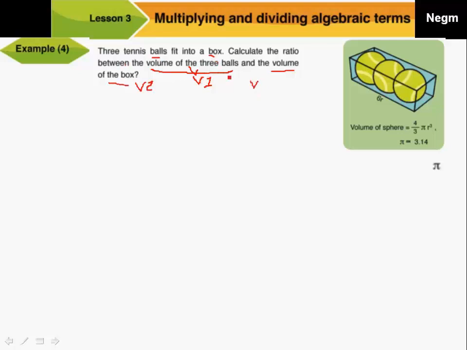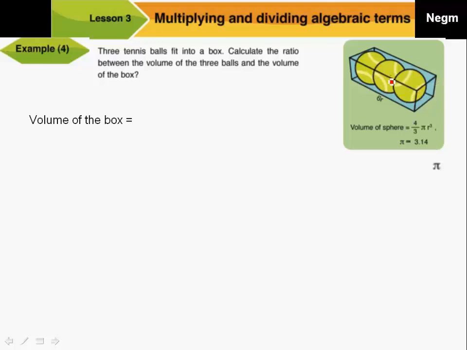The ratio here means volume 1 divided by volume 2. This is called a ratio. The division here is called a ratio. We start with the volume of the box. The box has a length and width and the height. These three balls fit into the box.